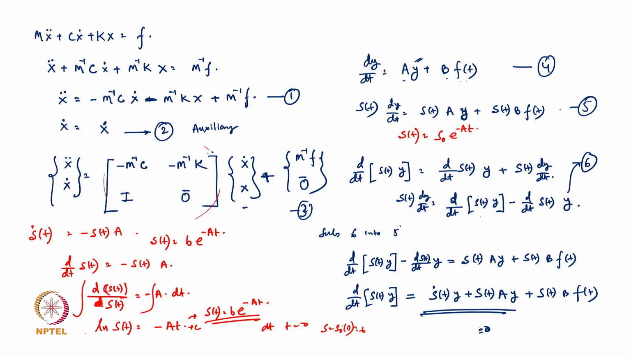So now, if I see that, okay, that portion we got. Now we reached here, and that is equal to 0. So this leads to this form: d/dt of S of t into y should be equal to S of t into B into f of t. Make sense? Because that full part becomes 0, and that actually leads to all those things.